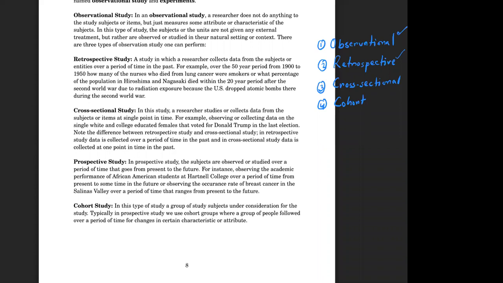That means collecting data. Like a good example is the nurses who smoked a lot, okay? And then a cross-sectional study, you study your subjects at a certain point in time, like in 2020, the college graduates, you know, you collect data about their employment rate. Yeah, so it's one point in time.